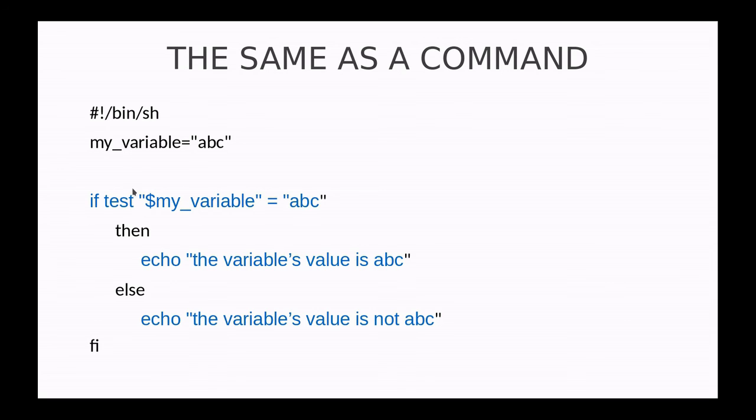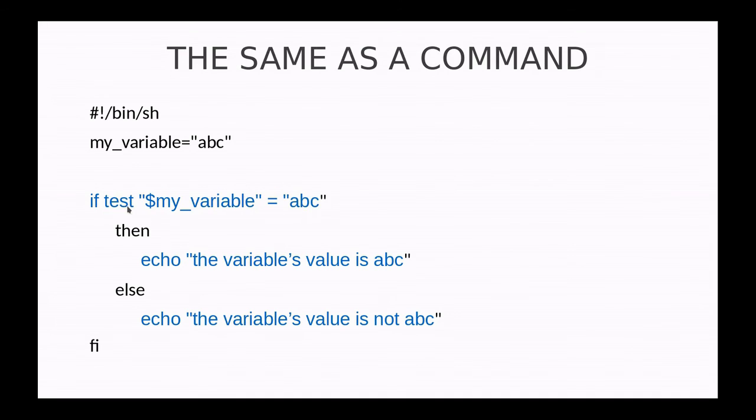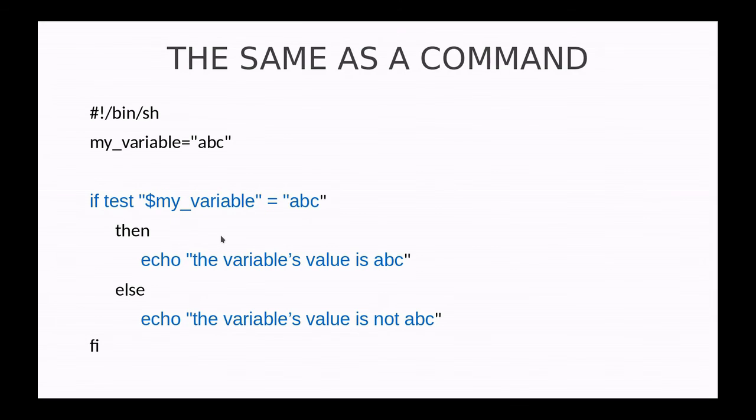The same command can be written without the square brackets. If you look at the difference between this one and this one, the only difference is that the left square bracket is changed into a test and the right square bracket has been eliminated. Nothing else has changed except for this. The result of this script is supposed to be exactly the same as the previous script, because logically they're the same. So the output of this should be this.